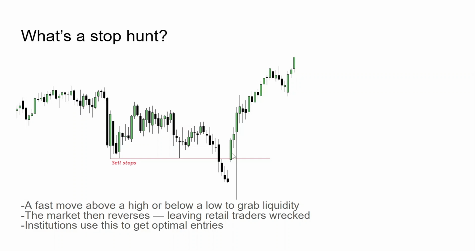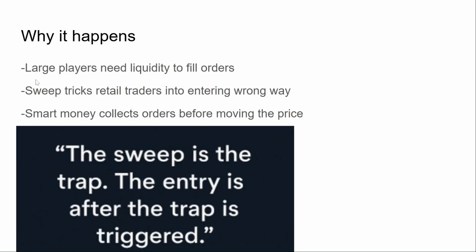Almost every single big move starts with a liquidity sweep. Why does it happen? Well, large players like banks and institutions need liquidity to fill orders. Sweeps trick retail traders into entering the wrong way, and smart money collects orders before moving the price.